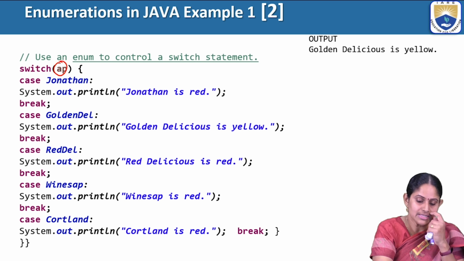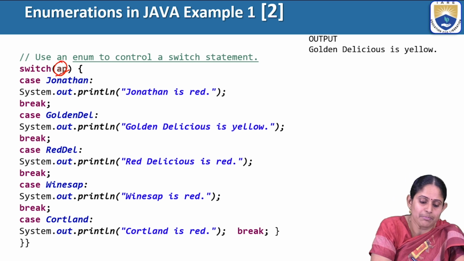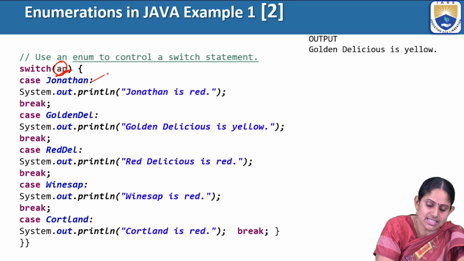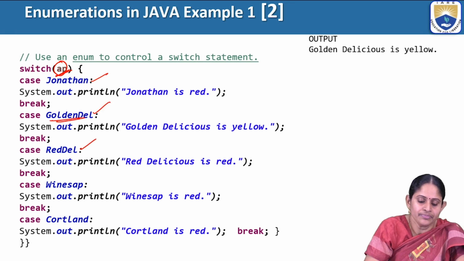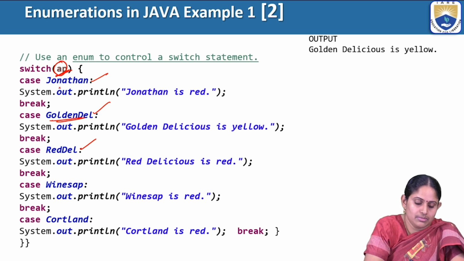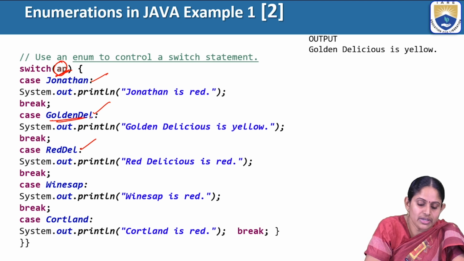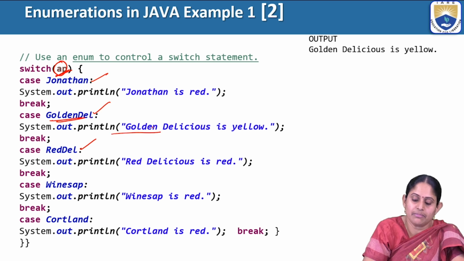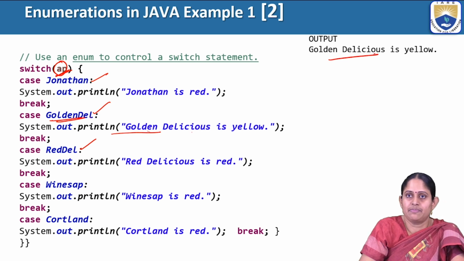This AP has taken GoldenDel. So this AP will be compared with all these enumeration constants, and it will find that it matches GoldenDel. So the GoldenDel case will be executed, and "Golden Delicious yellow" will be displayed in the output.